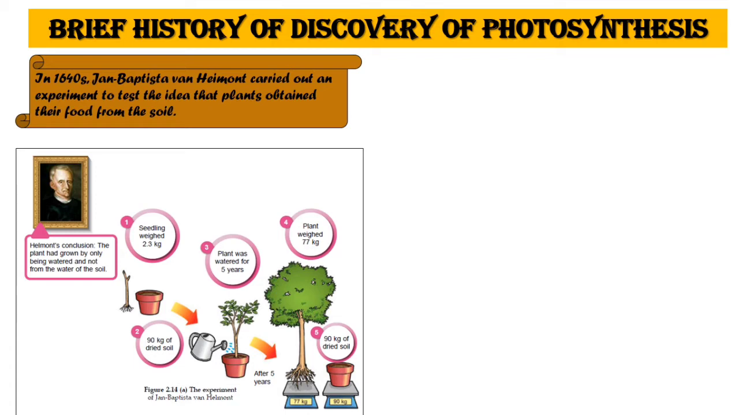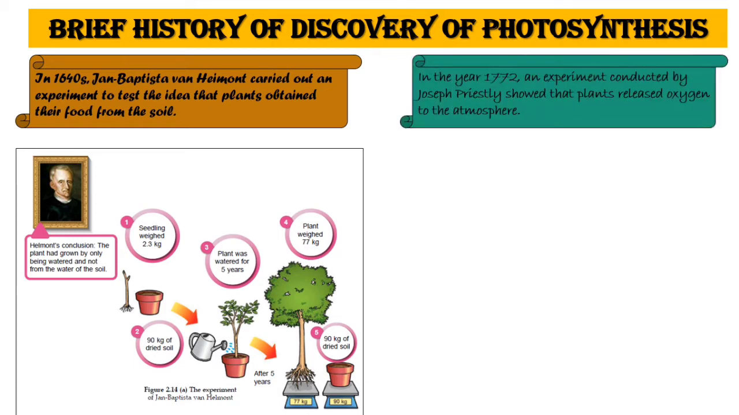Helmont planted a 2.3 kg seedling in 90 kg of dry soil. The plant was watered for 5 years. After 5 years, the plant weighed 77 kg, but the dry soil remained the same, 90 kg of dry soil. So Helmont made the conclusion that the plant had grown by only being watered and not from the soil. The other experiment is in the year 1772.